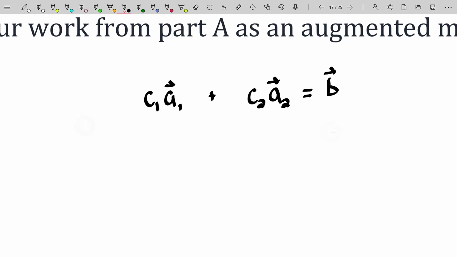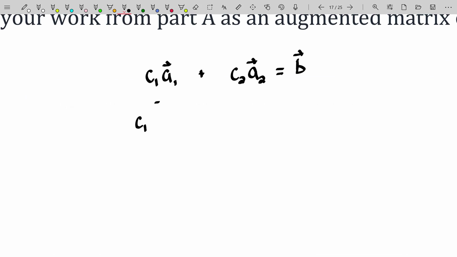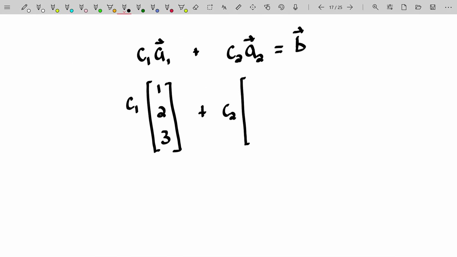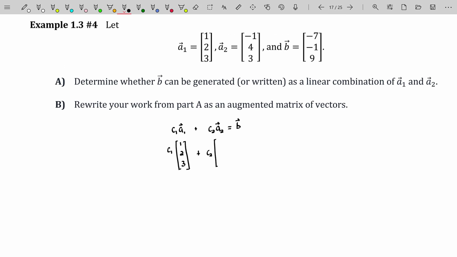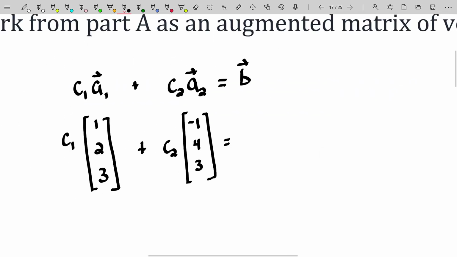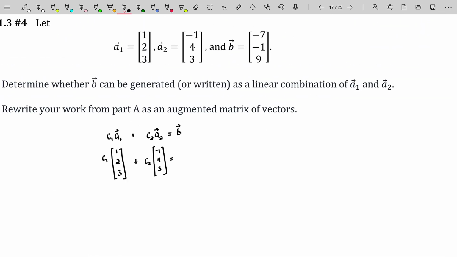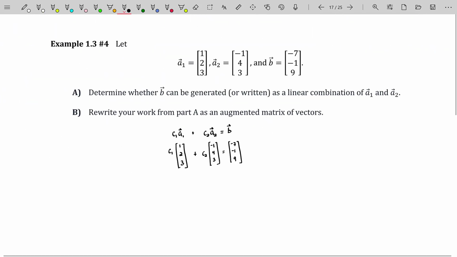Anyhow, so let's go ahead and write in what the given vectors are. We have some scalar c sub 1 times the vector a sub 1, which is 1, 2, 3. Then we have the scalar c sub 2 times the vector a sub 2, which is negative 1, 4, 3. And this is supposed to equal, hopefully, the vector b, which is negative 7, negative 1, 9. Again, our hope is to determine if that right-hand side vector b can be generated or written as a linear combination of those two vectors a sub 1 and a sub 2.